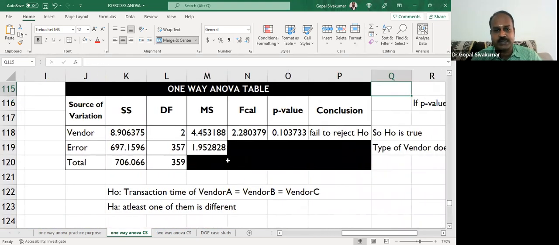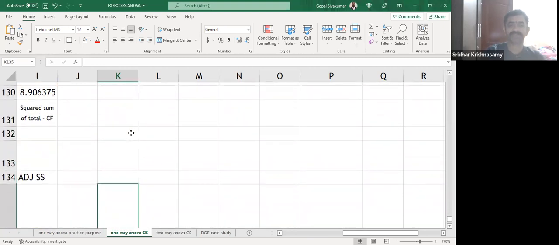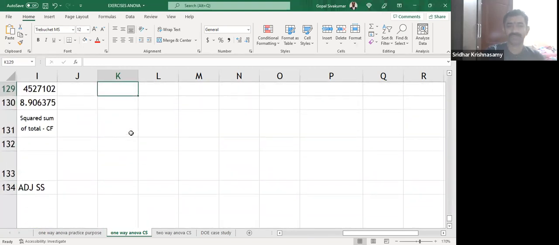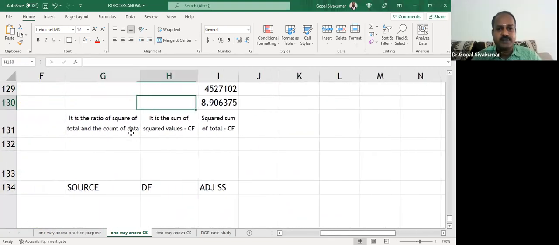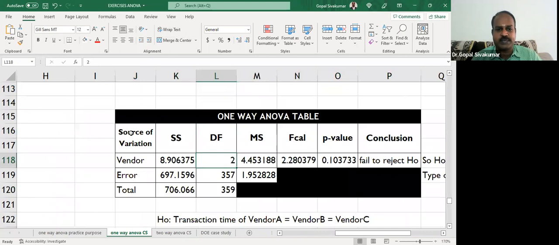See here, ANOVA table is here. Where from this we get this 8.9 vendor sum of square? It's here, right? Yes. See here, 8.9. This 8.9 is vendor sum of square. Similarly, 706 comes from here. 706 and 8.9, these are the two inputs required to create the ANOVA table. Now the error is simply the difference of 706 and 8.9.